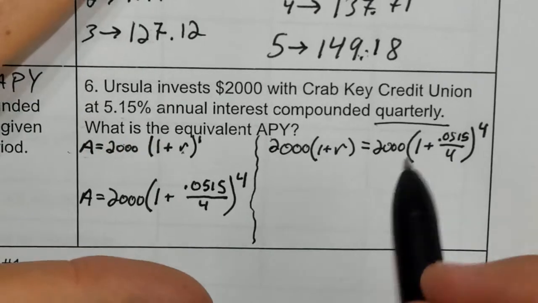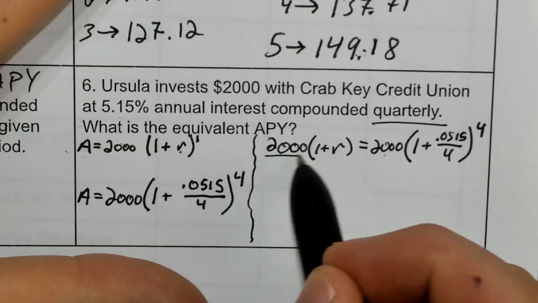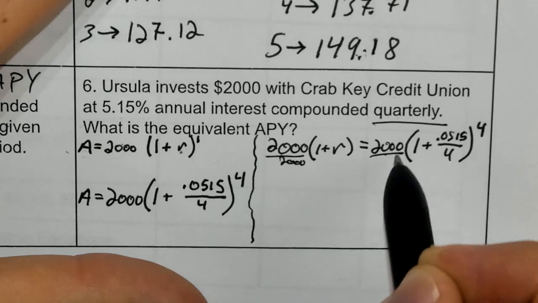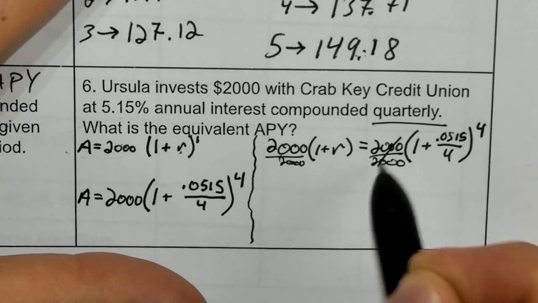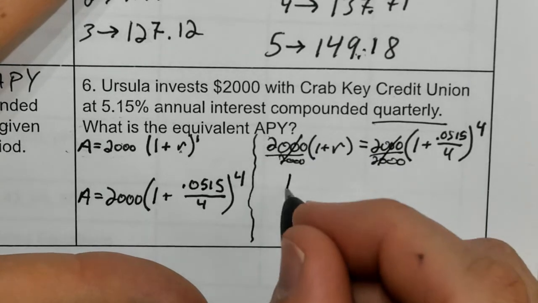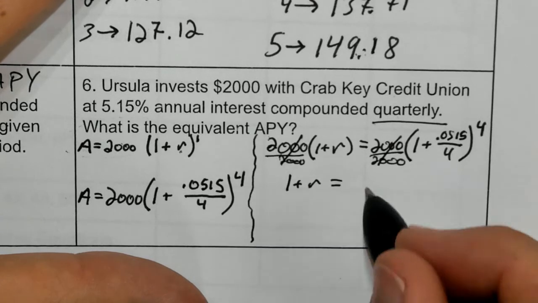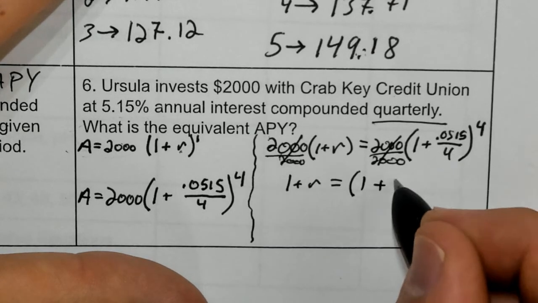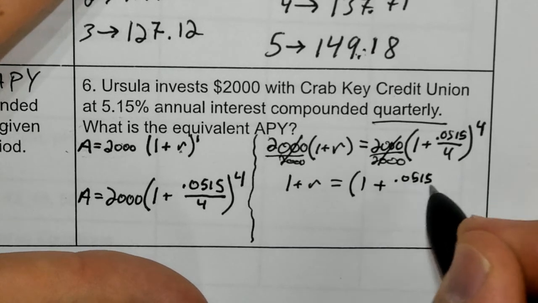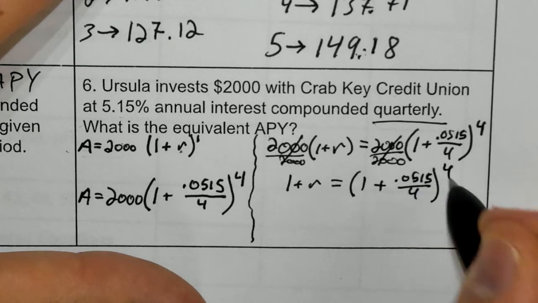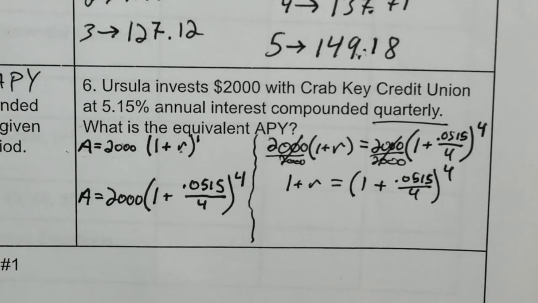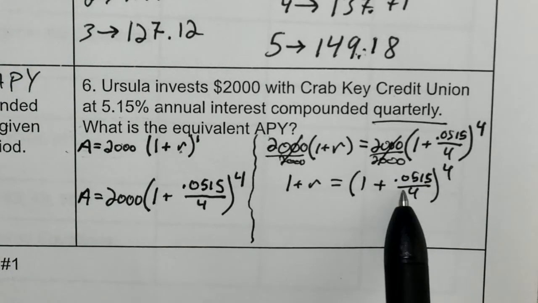Yeah, you can graph it. You see the 2,000 on each side, though? I'm going to divide by 2,000 first because that's going to make the graphs a lot smaller. And those just drop out. So I get this: 1 plus r equals 1 plus 0.0515 over 4 raised to the 4. And then, yeah, you can just graph both sides, or you can put this in your calculator and subtract 1 from it.